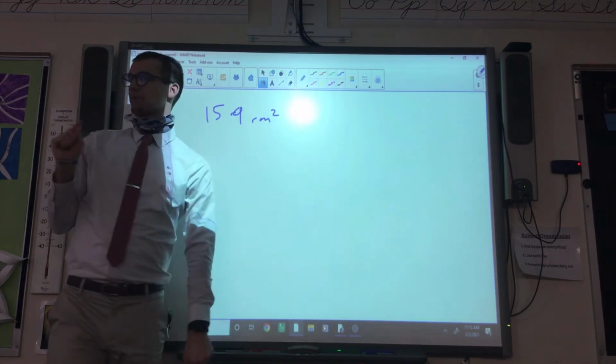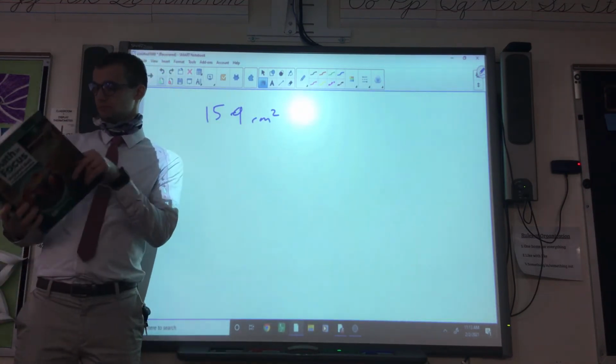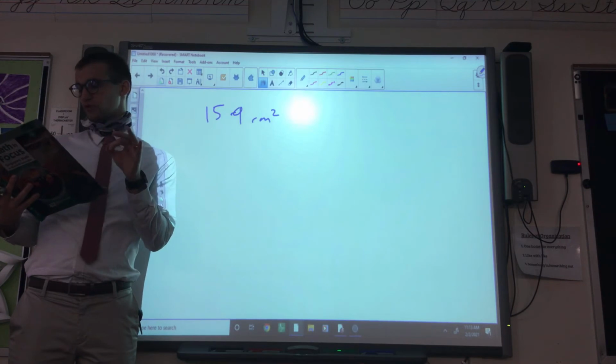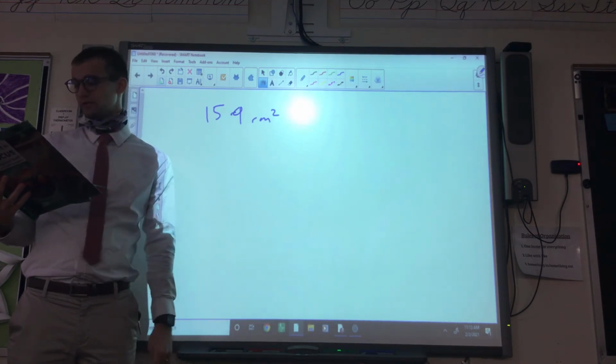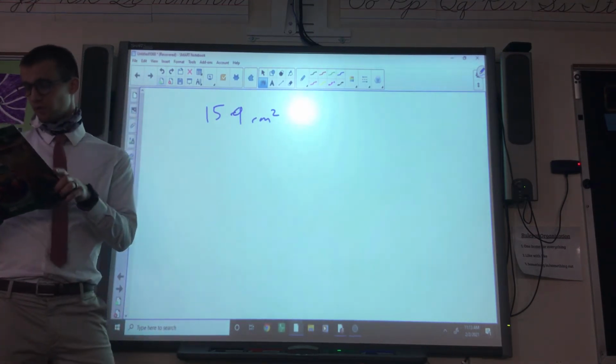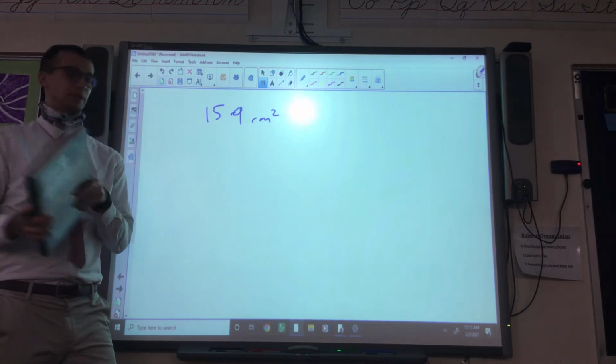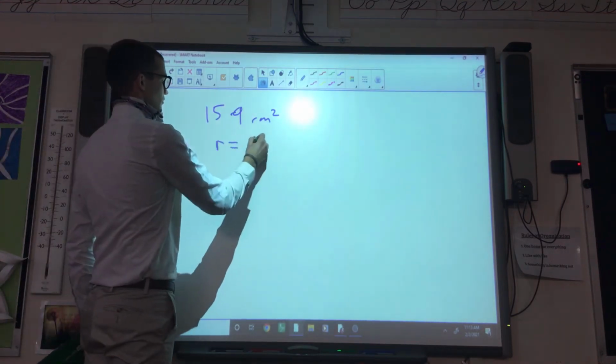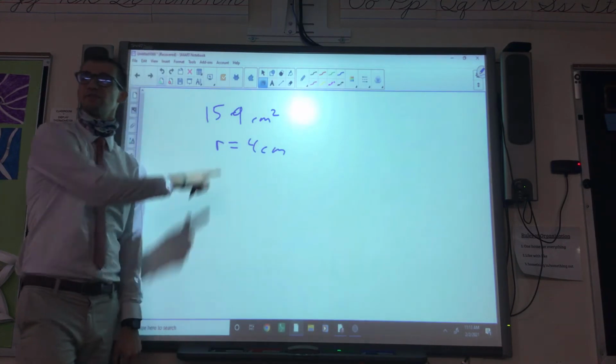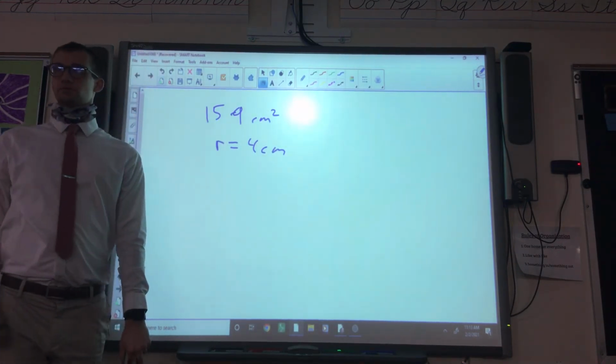It says the wrapper of a cone. What does that mean? The wrapper of a frozen yogurt cone has an area of 159 square centimeters. Radius is 4, and it says find the slant height. What does this mean, though? The wrapper of a cone.